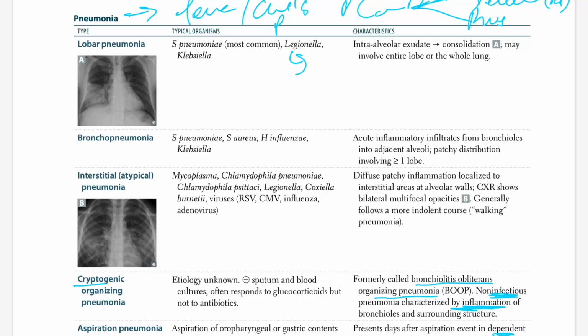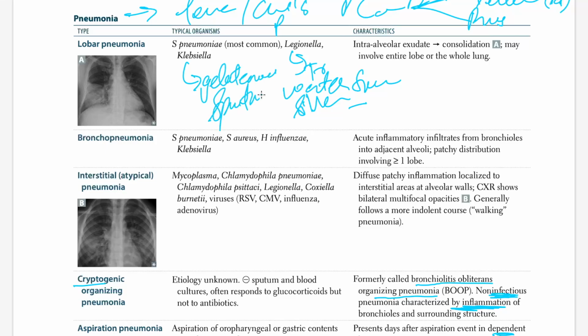Legionella will classically be presented by it is transmitted via water source, visualized by silver stain. So some water source, silver stain. So that's specific for Legionella. For Klebsiella, they're going to have specifically gelatinous sputum, which can lead to, in other words, currant jelly sputum. And often it can lead to abscess formation.